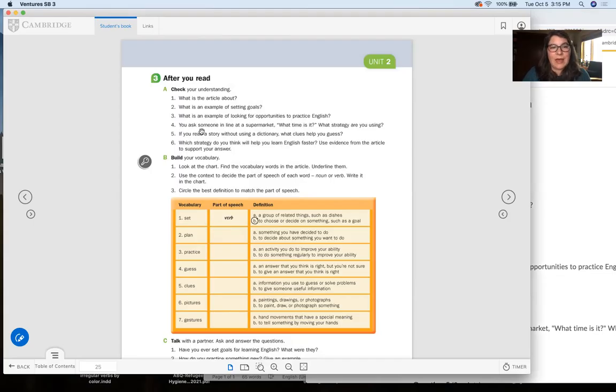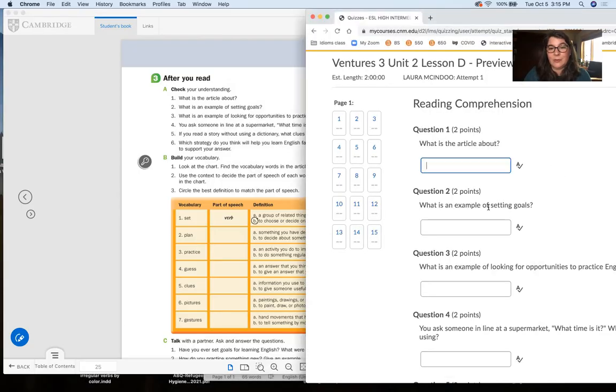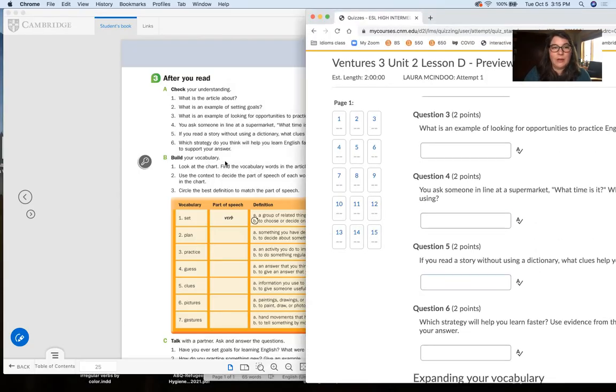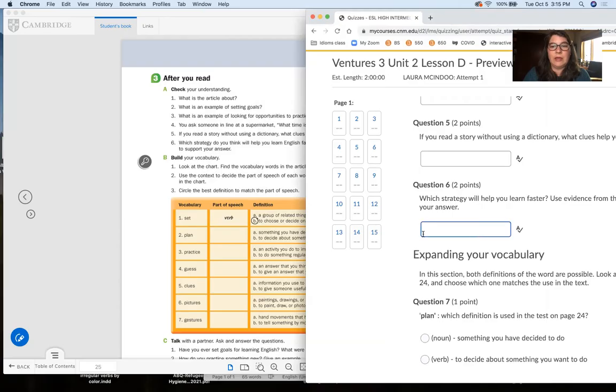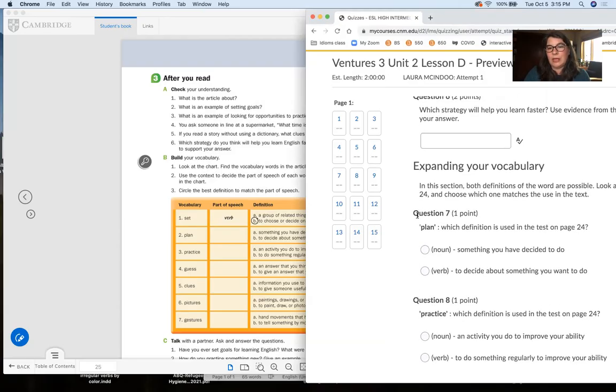Number 4, you ask someone in line at a supermarket, what time is it? What strategy is that? 5, if you read a story without a dictionary, what clues help you guess? Okay, you're going to answer that right over here. And number 6, which strategy do you think will help you learn English faster? Okay, so tell me down here what you think. All right, so those questions are about comprehension.